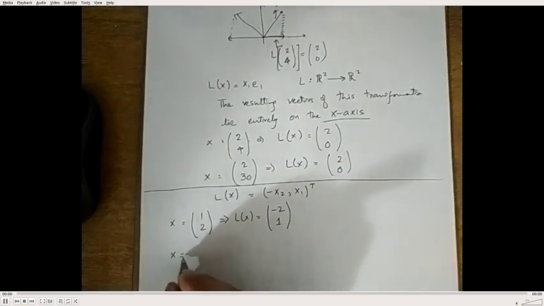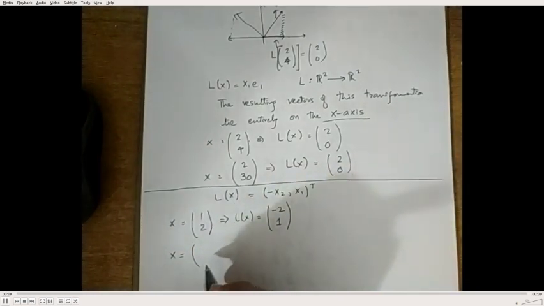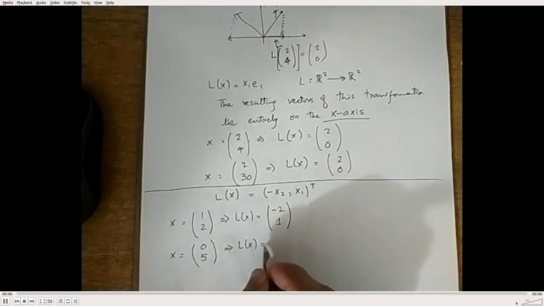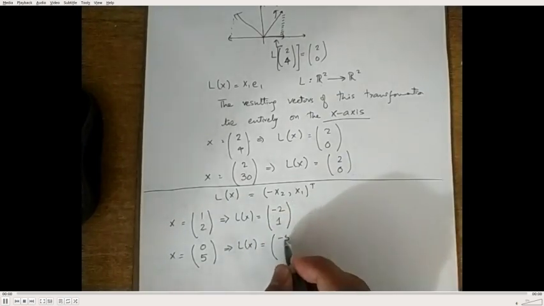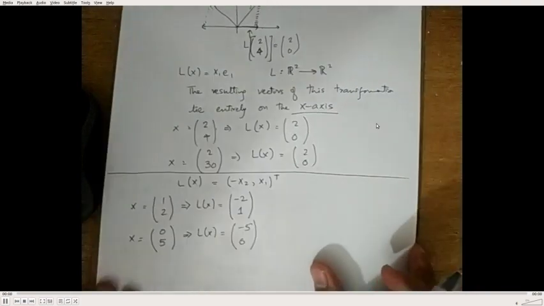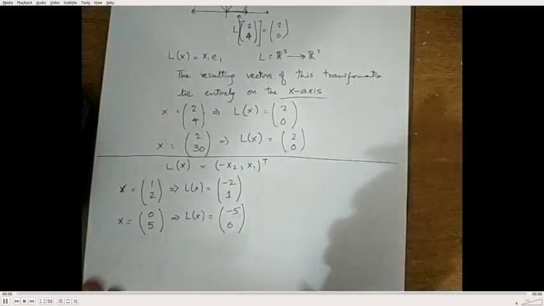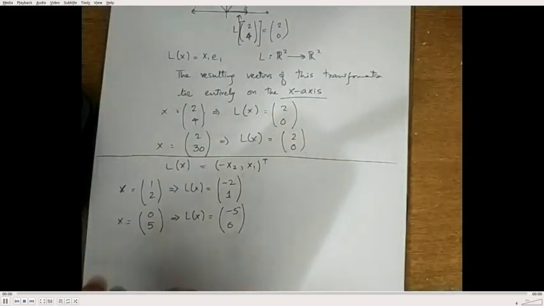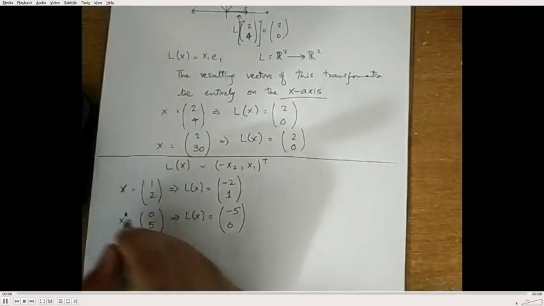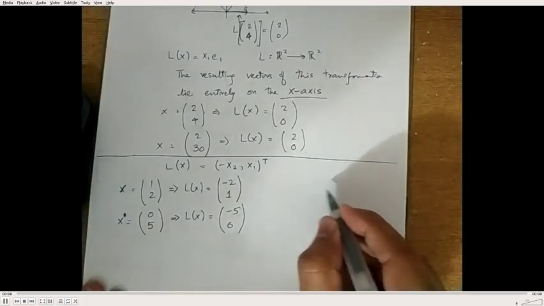Similarly, if x was 0, 5, then L of x becomes minus 5, 0. And let's call this x, and let's call this x star. Let's see what's happening to these two vectors.